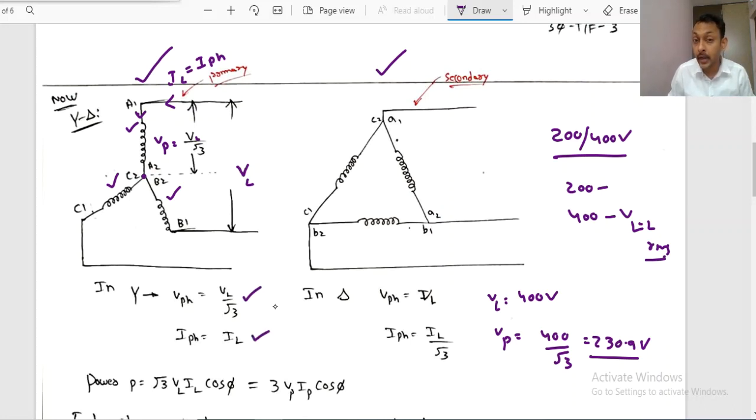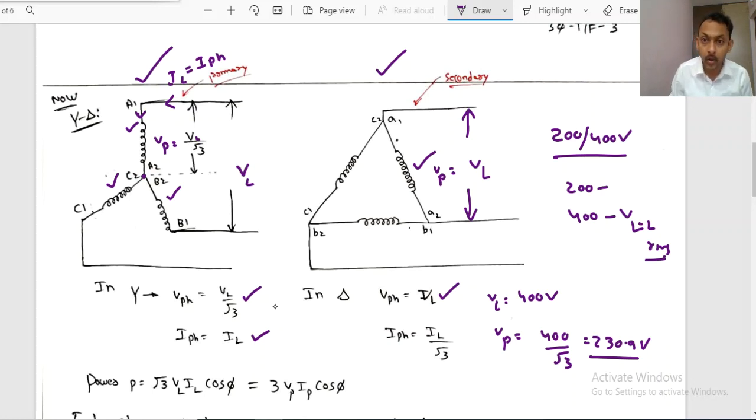Whereas in delta connection, whatever voltage exists between two lines, if this is the line to line voltage, the same voltage exists across the phase A. So obviously our phase voltage is the same as the line voltage if it is delta connected. Very important.